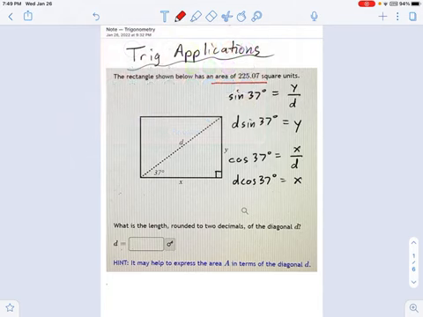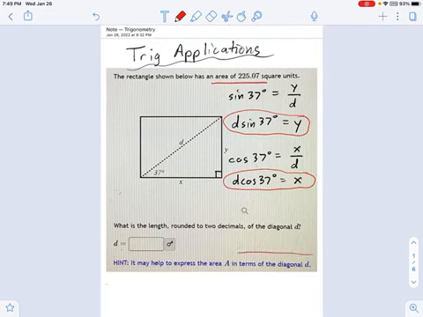Well, I gave you a hint at the bottom of this that we want to try to express the area in terms of the diagonal d. Well, the area of a rectangle, if you remember, is pretty simple. It's just x times y. Or in other words, d sine of 37 degrees times d cosine of 37 degrees. And now I think we're really getting somewhere.